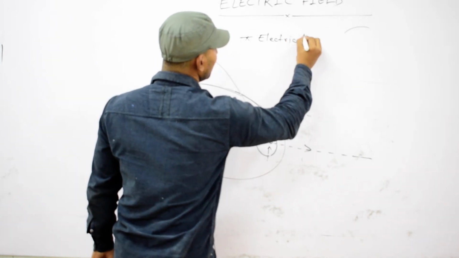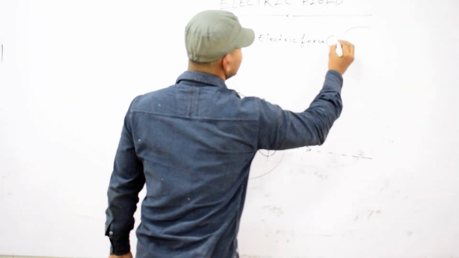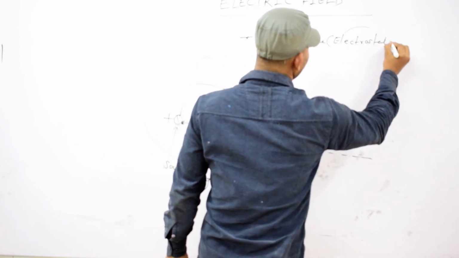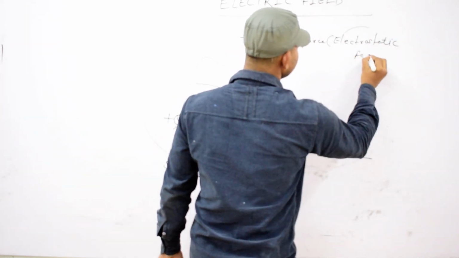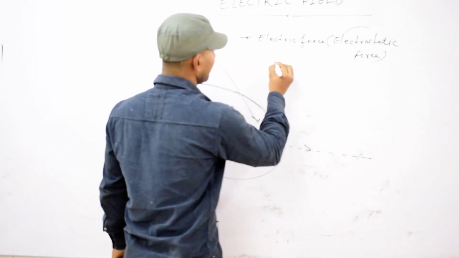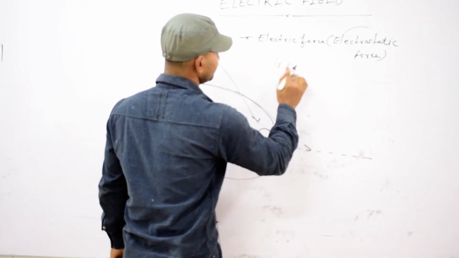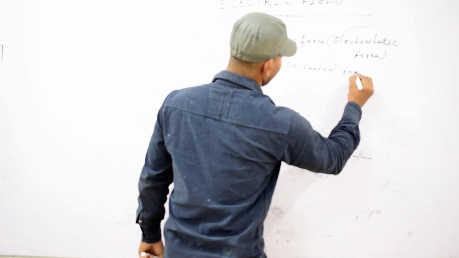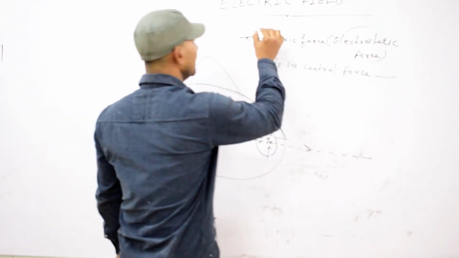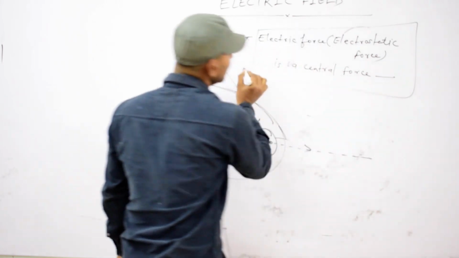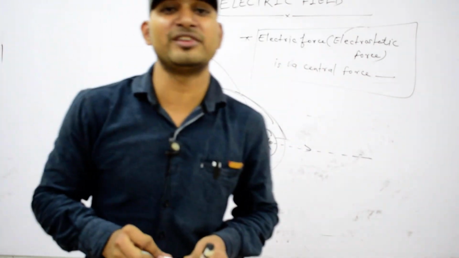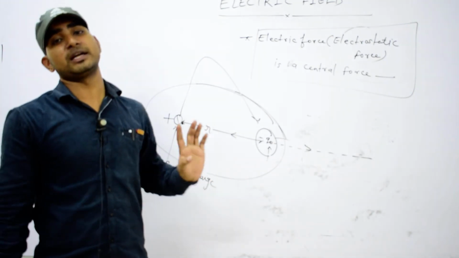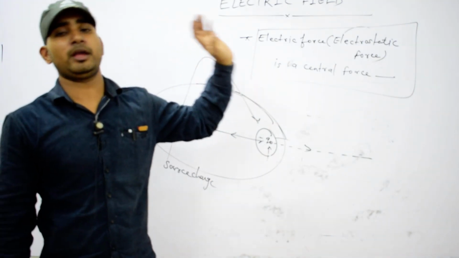Electric force, which is called electrostatic force, is a central force. Electrostatic force is a central force, which means the direction of attraction or repulsion will be along the line joining the two charges. This is a very important thing.